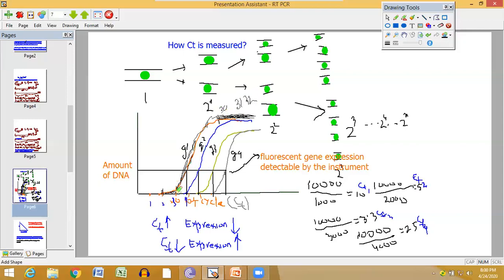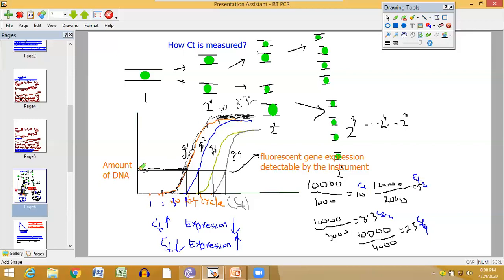In the exponential phase, the detection of the signal by the machine is very high. So we fix a particular point, that means a particular amount of DNA, as our threshold value. Threshold value means that when the machine gets a signal from the dye that this amount of DNA has been formed, it stops recording. This is called the threshold amount of DNA.